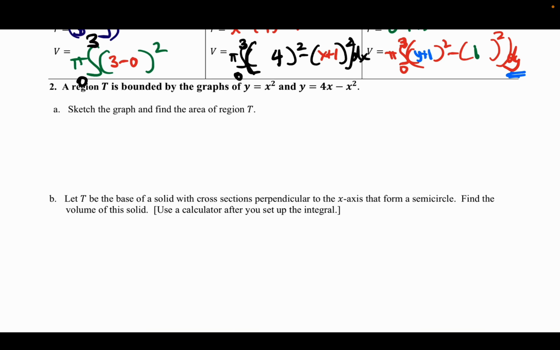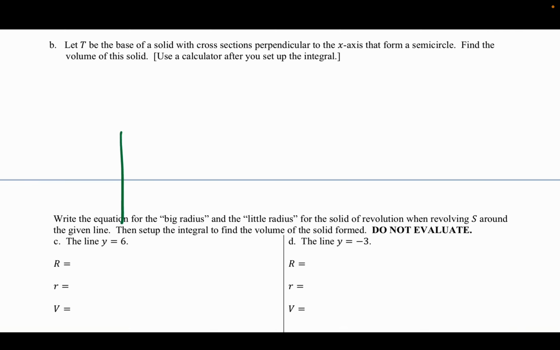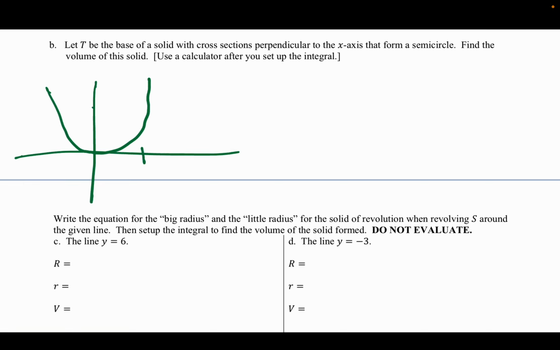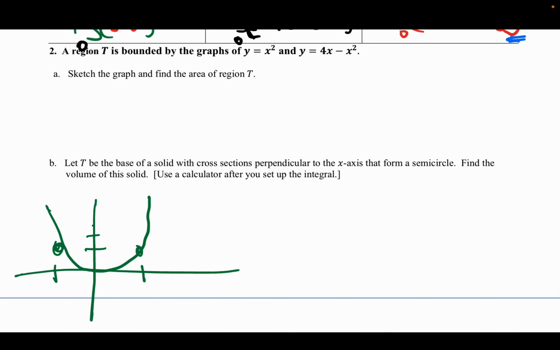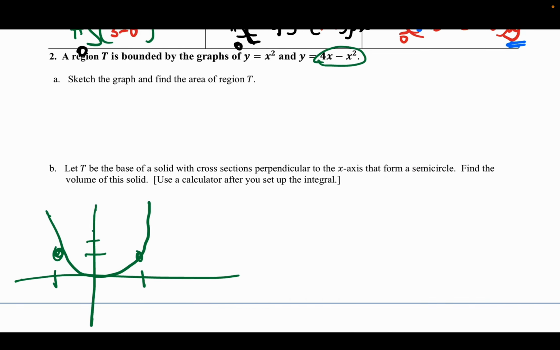For t: y equals x squared. I think I'll need more room than that. Get some units of measure. I didn't graph that very well. And y equals 4x minus x squared.